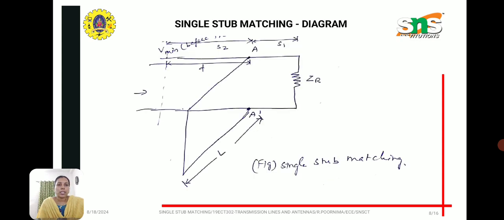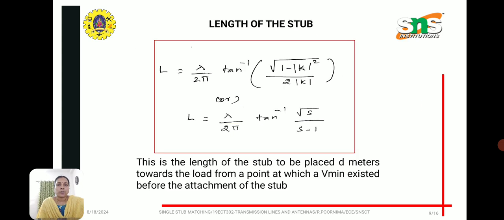This is the single stub matching diagram where one stub is used, and the length of the stub and the distance from the load are to be calculated. The stub is to be placed d meters towards the load from a point at which the V minimum existed before the attachment of the stub. The length is given by lambda by 2 pi tan inverse of square root of 1 minus mod k squared divided by 2 mod k, where k is the reflection coefficient. It is also expressed in terms of voltage standing wave ratio.